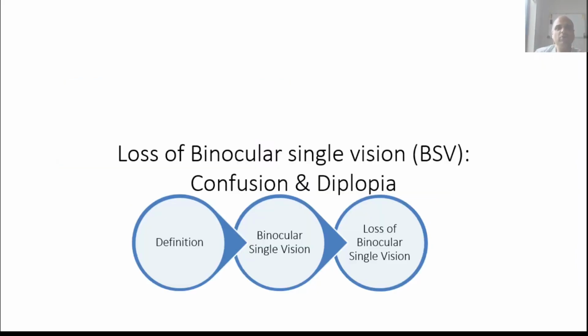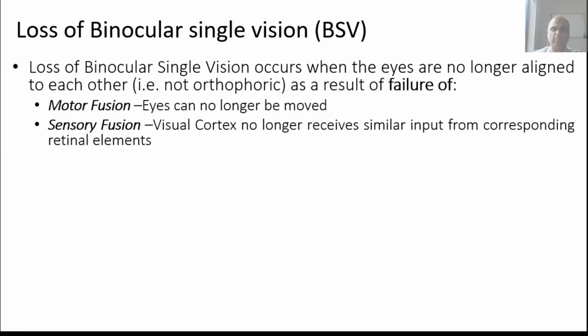So now that we know how we get single vision, what happens when your eyes are no longer aligned to one another? I.e., what happens when you get a squint? You lose your binocular single vision, because the principle on which binocular single vision is based is that your photoreceptors are aligned to the same point in space. And when you lose it, the photoreceptors between the two eyes are no longer aligned to the same point in space.